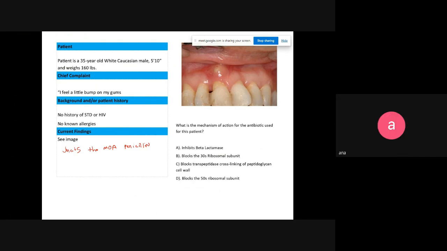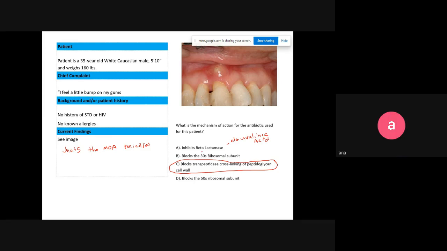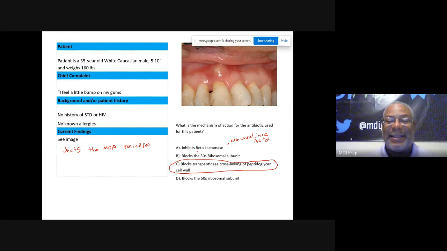So I think maybe choice C. Well, guess what? The answer is C. Very good. So you're correct. The inhibitor of beta lactamase is like clavulanic acid. That is what you would find if you mixed, say, amoxicillin with clavulanic acid. That would give you Augmentin, but that is inhibiting the beta lactamase.